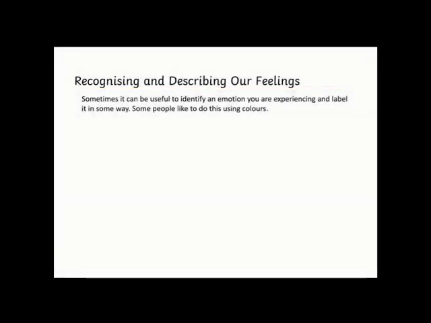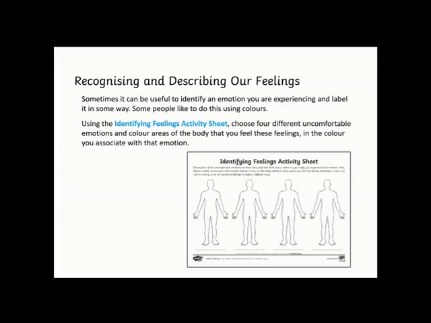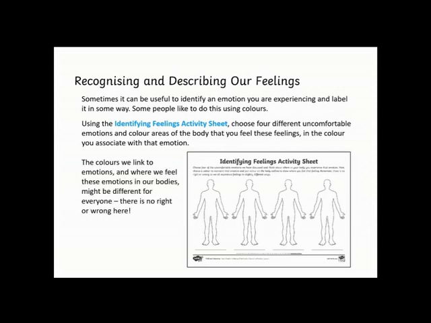Sometimes it can be useful to identify an emotion you are experiencing and label it in some way. Some people like to do this using colours. Using the Identifying Feeling activity sheet, choose 4 different uncomfortable emotions and colour areas of the body that you feel these emotions in the colour you associate with that emotion. The colours we link to emotions and where we feel these emotions in our bodies might be different for everyone. There are no right or wrong answers.